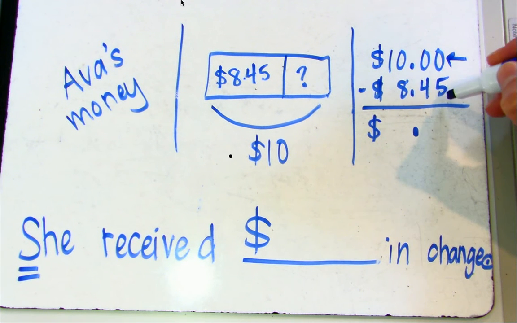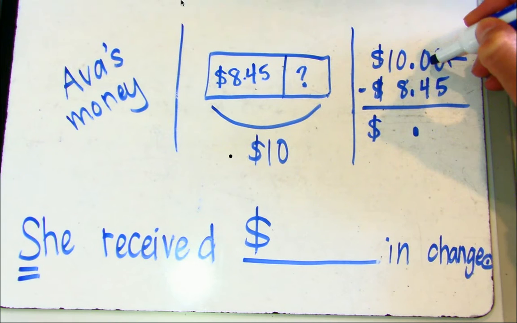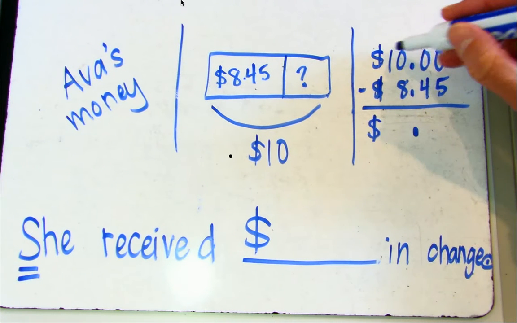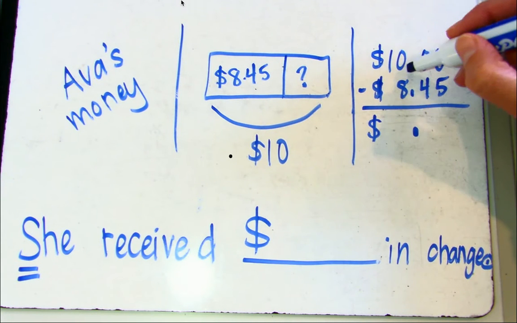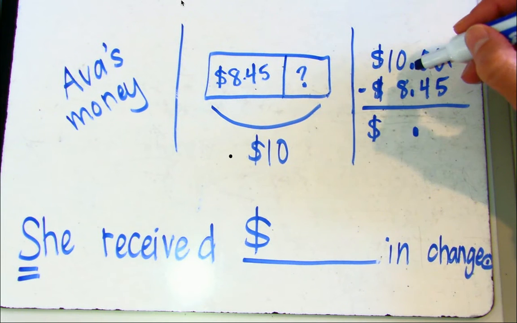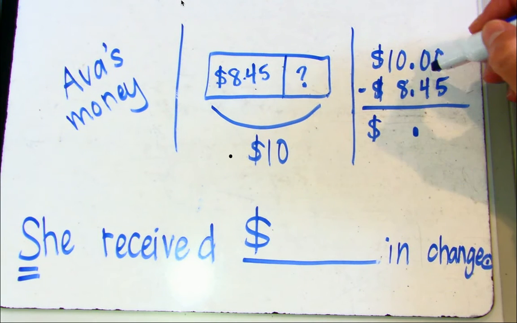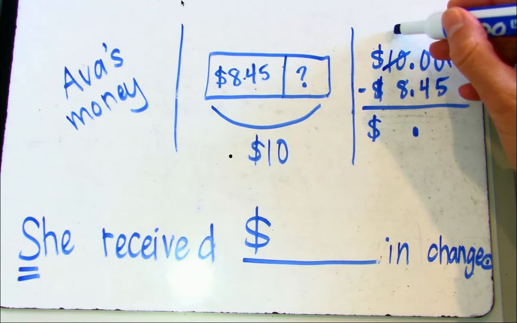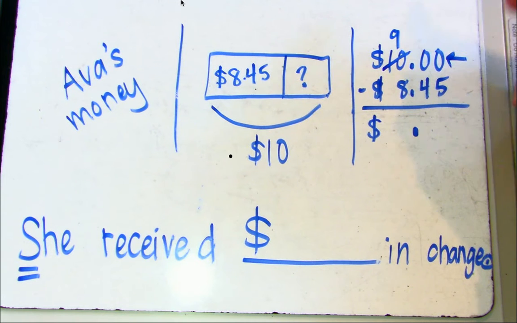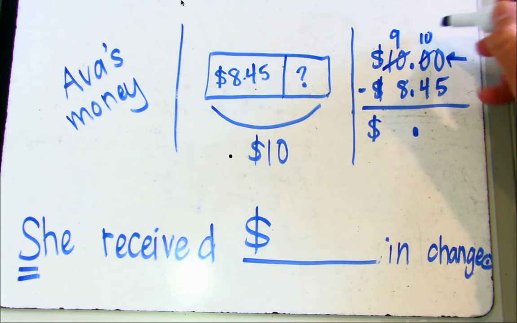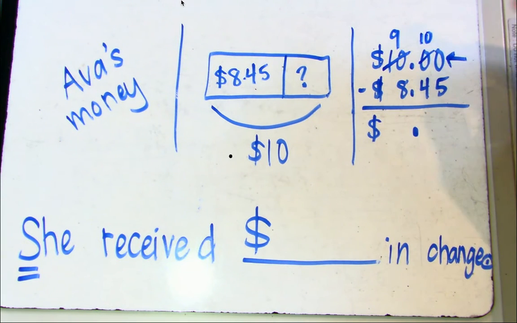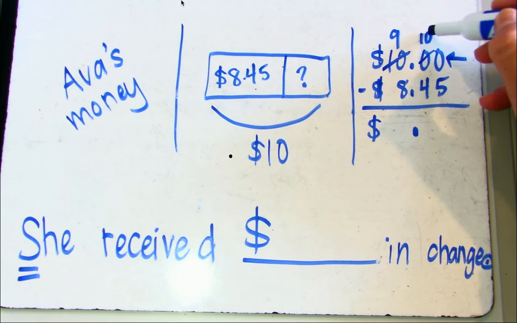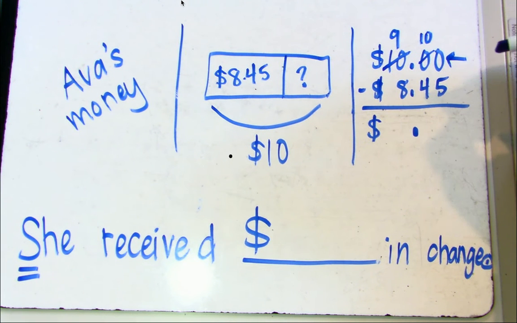So 0 minus 5, we can't do it. So we've got to go next door. Uh-oh, there's nothing there either. So I'm going to go way over here. And we can sort of think of this 10 as just like $10. So I'm going to take away one of those dollars and make this a 9. And then this can become a 10. So we know $1 is the same as 100 cents. And so I'm kind of taking 100 cents and putting it over here. So 10 tens is the same as 100.